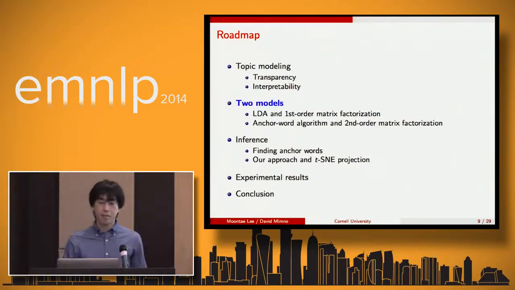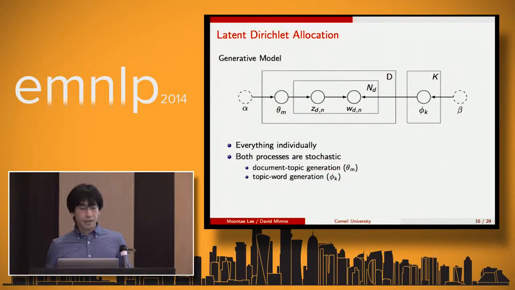So I'm going to explain two models: LDA and its first-order factorization view, and then the anchor word algorithm and its second-order factorization view. This is a very popular graphical model for traditional LDA. Everything exists individually, like one topic for one word, and both processes, the mixture of topics for each document and the mixture of words for each topic, are generated stochastically.